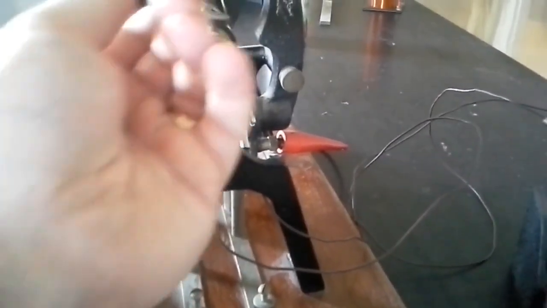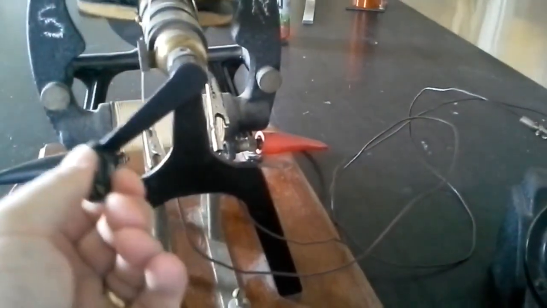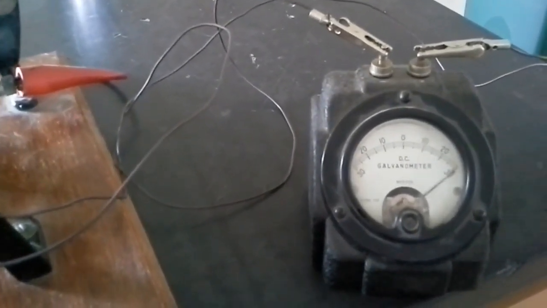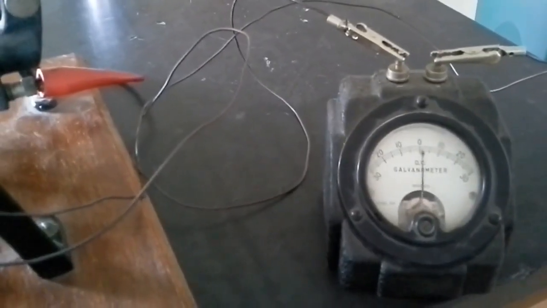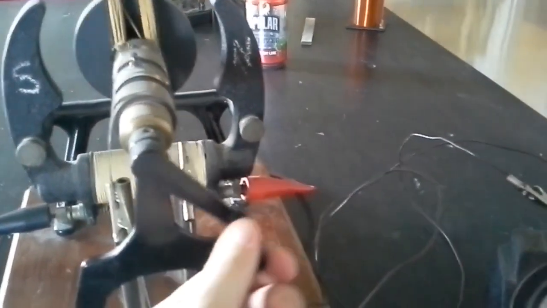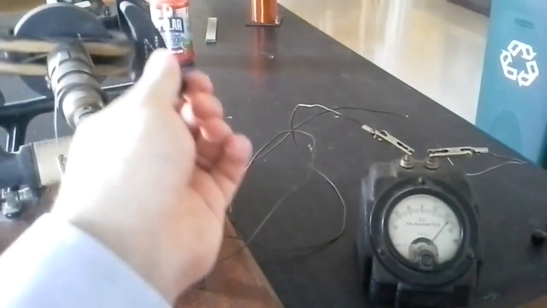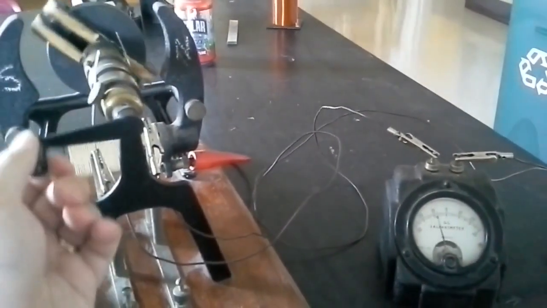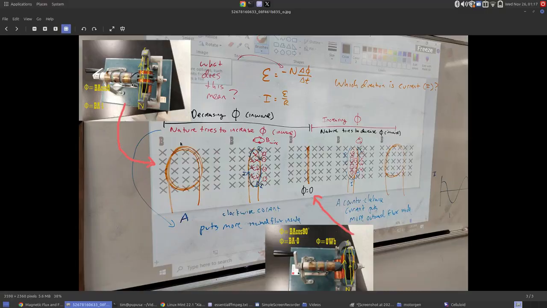So I'm going to keep cranking always in the same direction. It's alternating. It goes back, forth, but I'm still cranking in the same direction. So what I'm making is an alternating current. And I want to talk about why that is. To understand this, we really need Lenz's law.